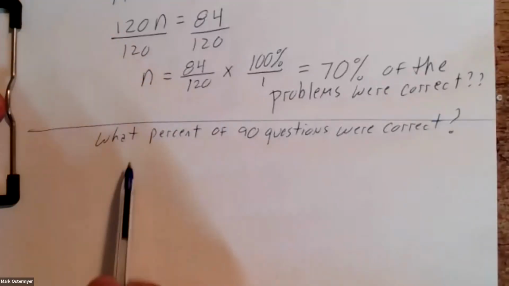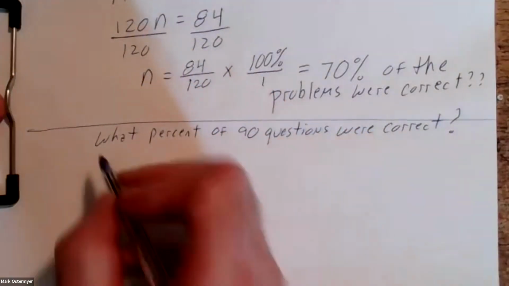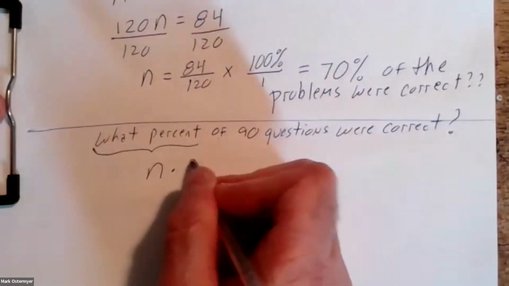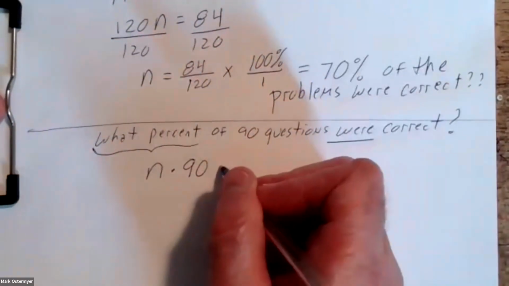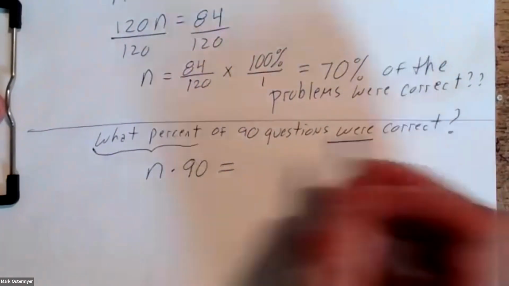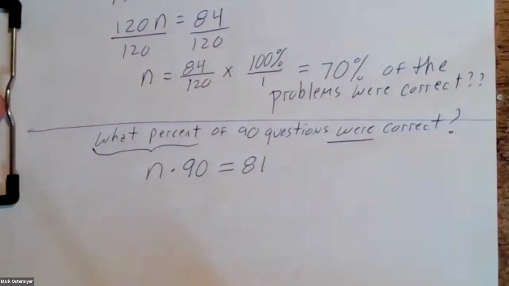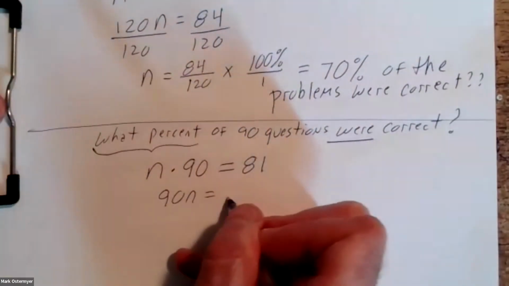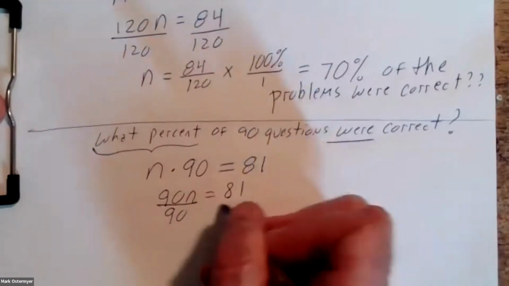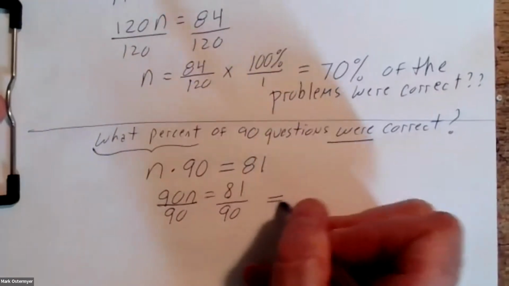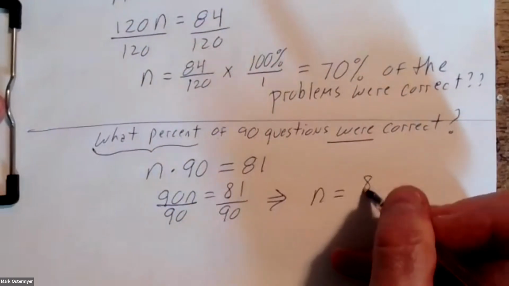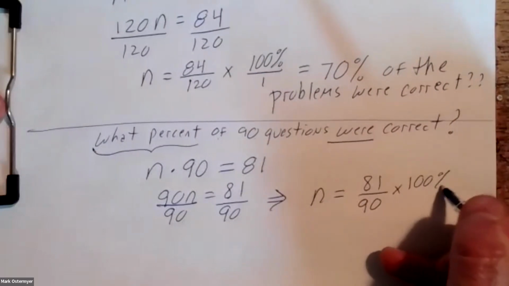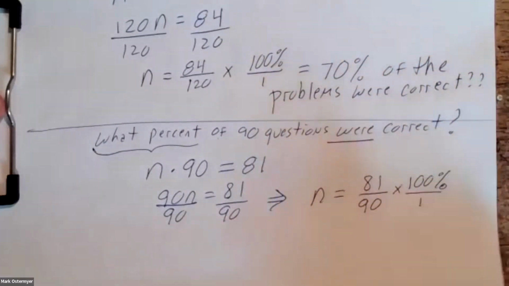Think of the question this way. What percent of 90 questions were answered correctly? What percent means our percent is missing. Of means multiply times 90. Were means equals. And the number answered correctly was 81. There's your equation. I'll just solve for n. Divide both sides by 90, and this implies that n is equal to 81 over 90. Then you can turn this into a percent by multiplying it by 100%.